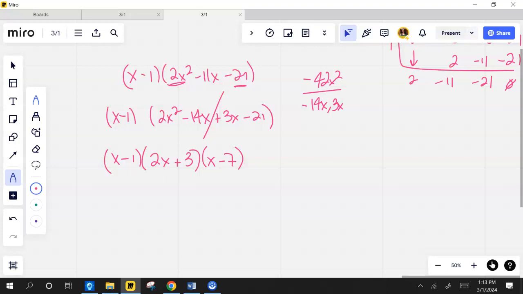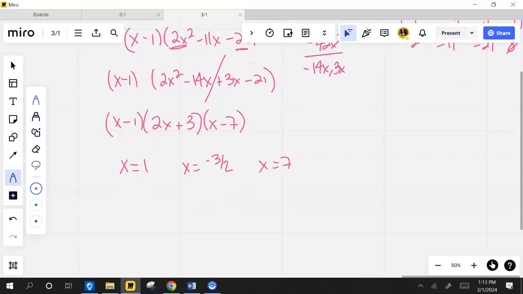All right, so I find the zeros. So I got x equals 1, negative 3 over 2, and 7. So let's put them on the number line and let's see what happens. I've got negative 3 over 2, 1, and 7. Okay, test your intervals.